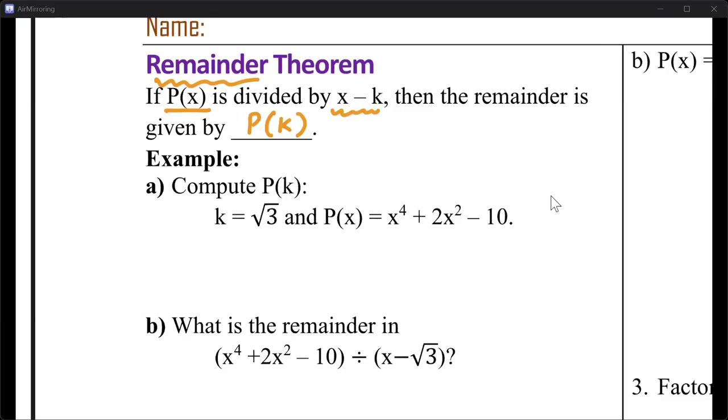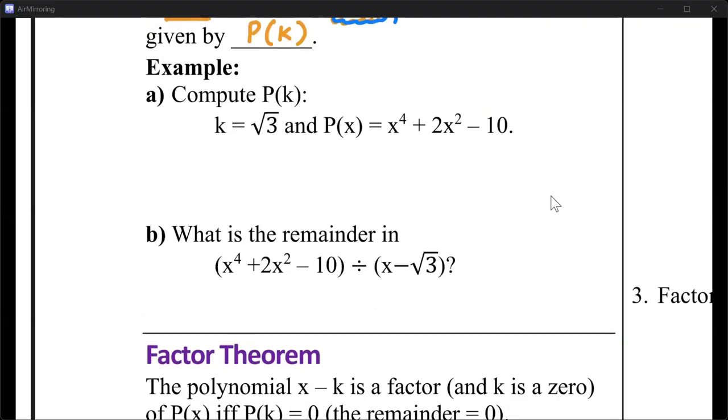Which means you evaluate the polynomial by plugging in k in place of x. The value that you get will be the remainder if that polynomial is divided by x minus k. Very interesting theorem. So let us look at an example.